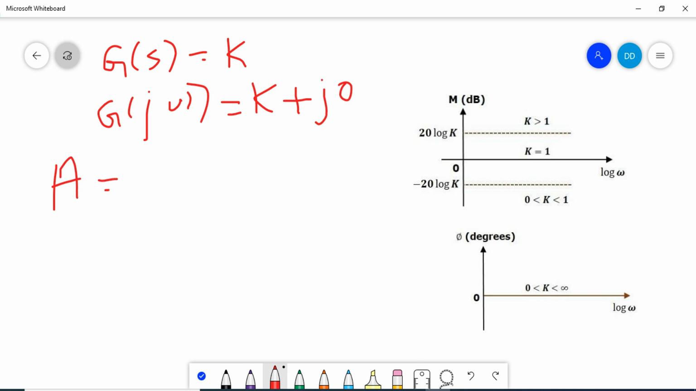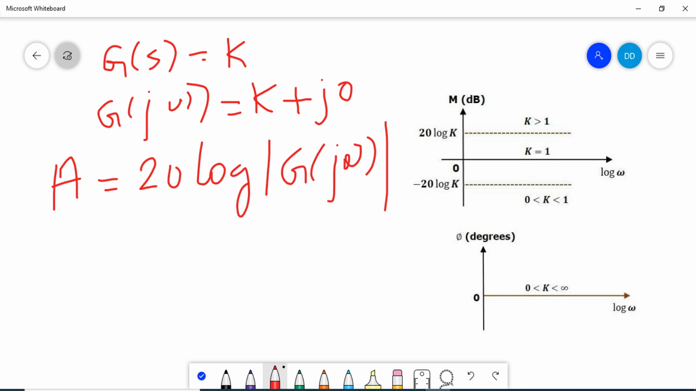So let us take the magnitude as A, which is given by 20 log of magnitude of g of j omega. As I have already told in the previous video, for the magnitude plot, the vertical axis is magnitude in decibels. So it is 20 log of magnitude of g of j omega, which can be written as 20 log k. So this k can take a value equal to 1, because 20 log 1 is 0. So our 0 axis, which is log omega, is 20 log 1, then k which is greater than 1, and k which is less than 1.